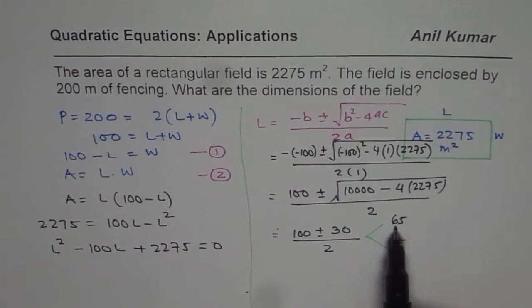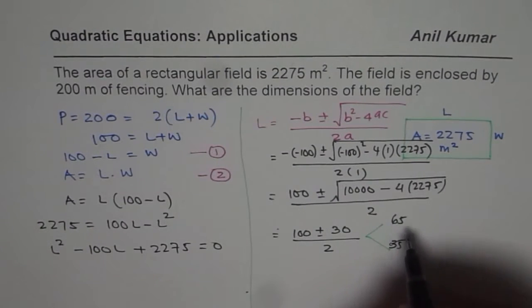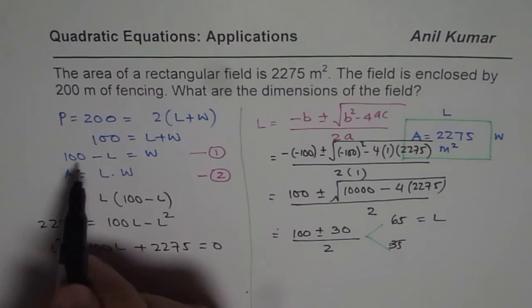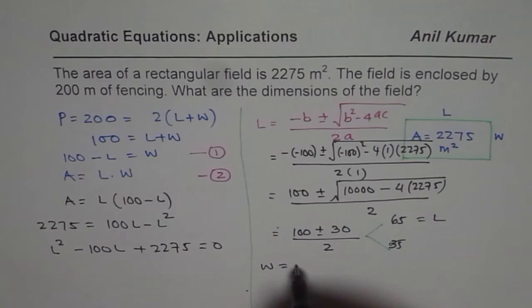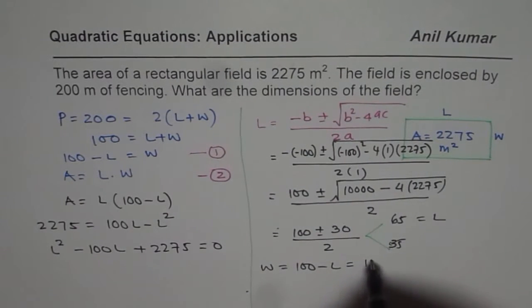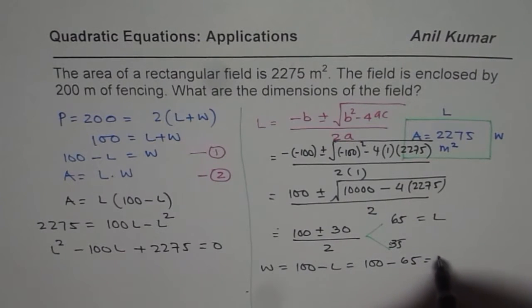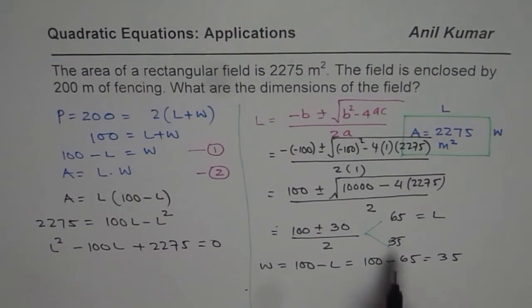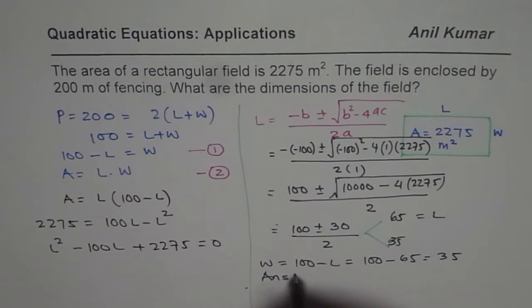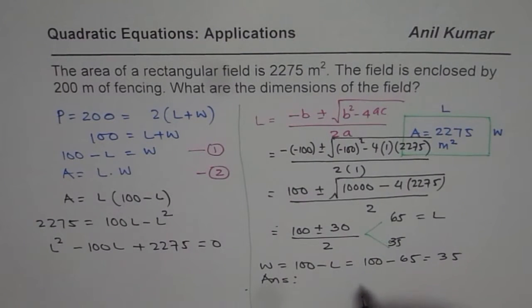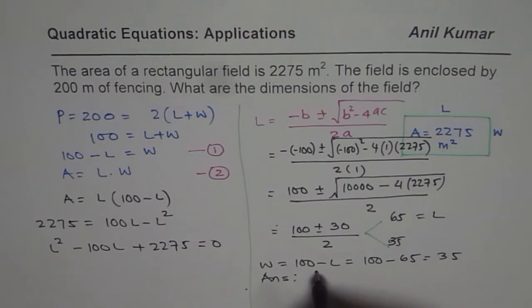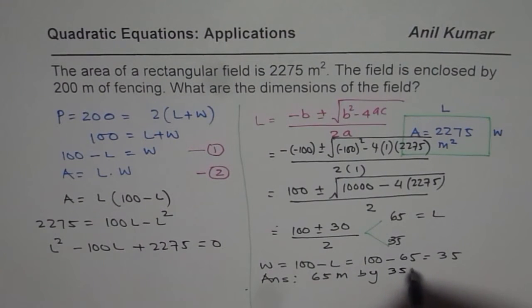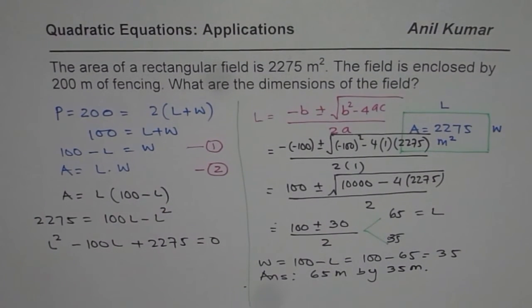So let us take the bigger one as the length for the time being. Okay, so if I assume this to be the length, then what is the width? We know width is 100 minus L, or 100 minus 65, that is 35. So the dimensions are 65 is one dimension, the other one is 35, right? So we can write down now our answer, and the answer is that the dimensions of the field is 65 meters by 35 meters, right? So that is the solution for this question.